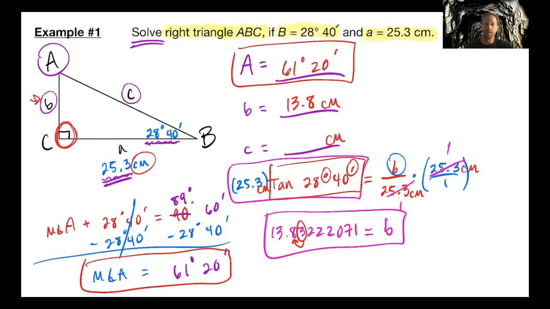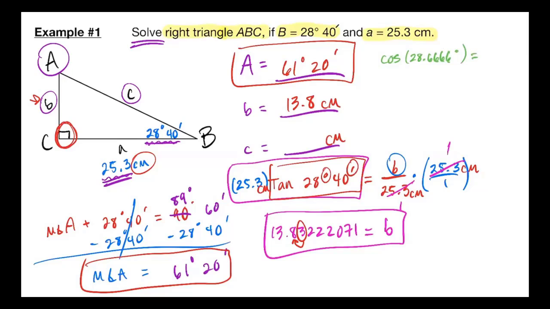How are you going to find little c? Again, please try to use the given terms. So in this case, they gave us this angle B, they gave us this. Even though we know this now, I'm going to use the adjacent and the hypotenuse. So for me, that would be using cosine of our angle 28.66666 degrees. And that would be equal to the adjacent, which is 25.3 centimeters, over the hypotenuse, which is always opposite the 90.